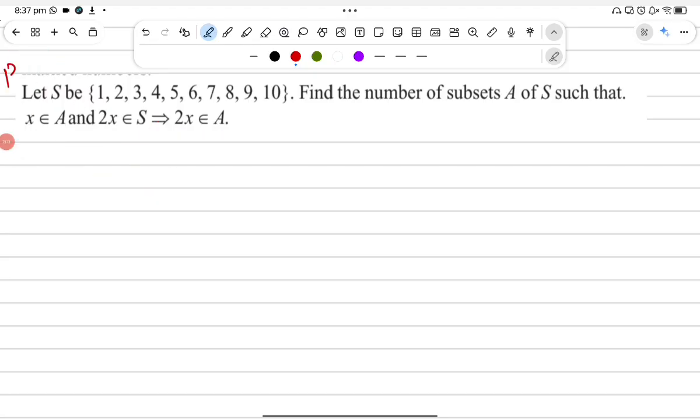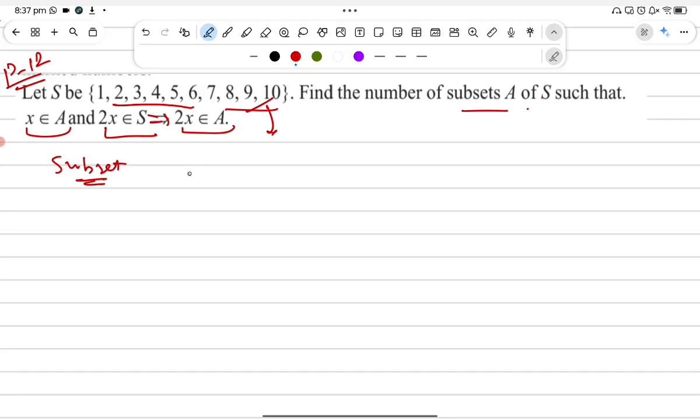Alright, so coming to problem 12, I guess, right? So we are provided with a set and we are supposed to find the number of subsets of the set S such that if X belongs to A and 2X belongs to S, this implies that 2X belongs to A. Now there are kids watching these videos as well, so what is a subset? So let's take this example. So S is 1, 2, 3, 4, 5. I'm not going up till 10. So a subset of a set is any set whose elements are also a part of this.